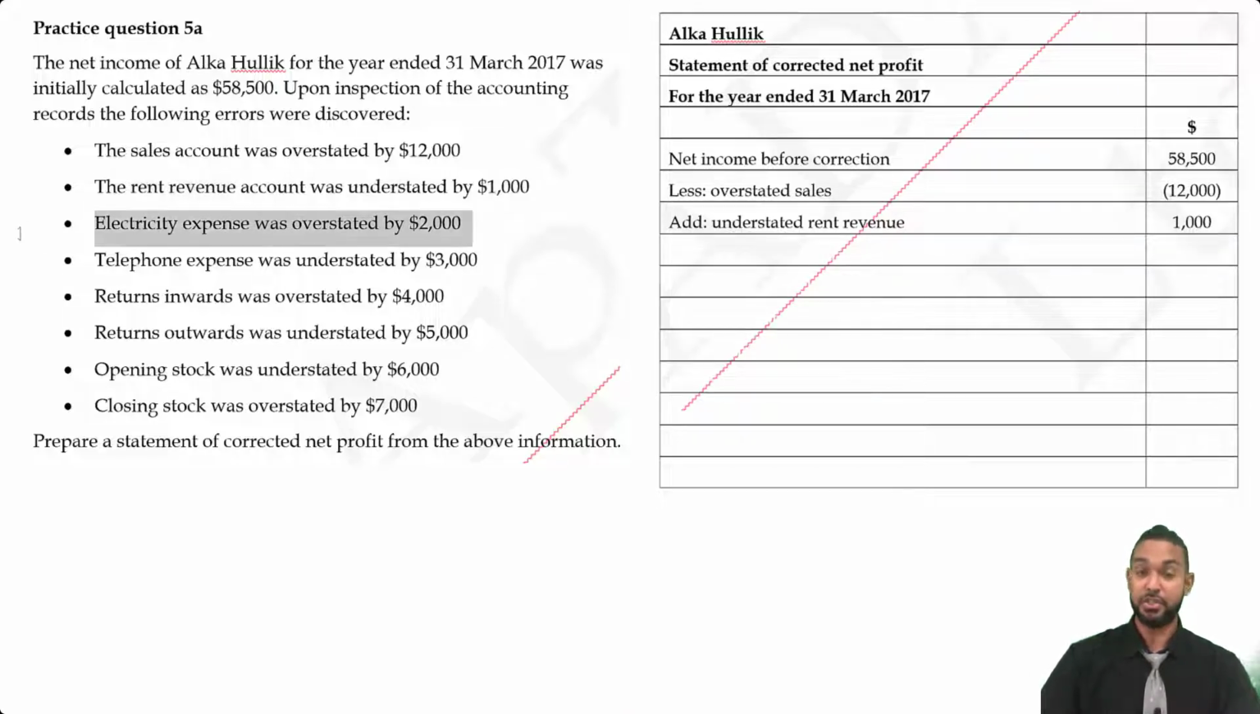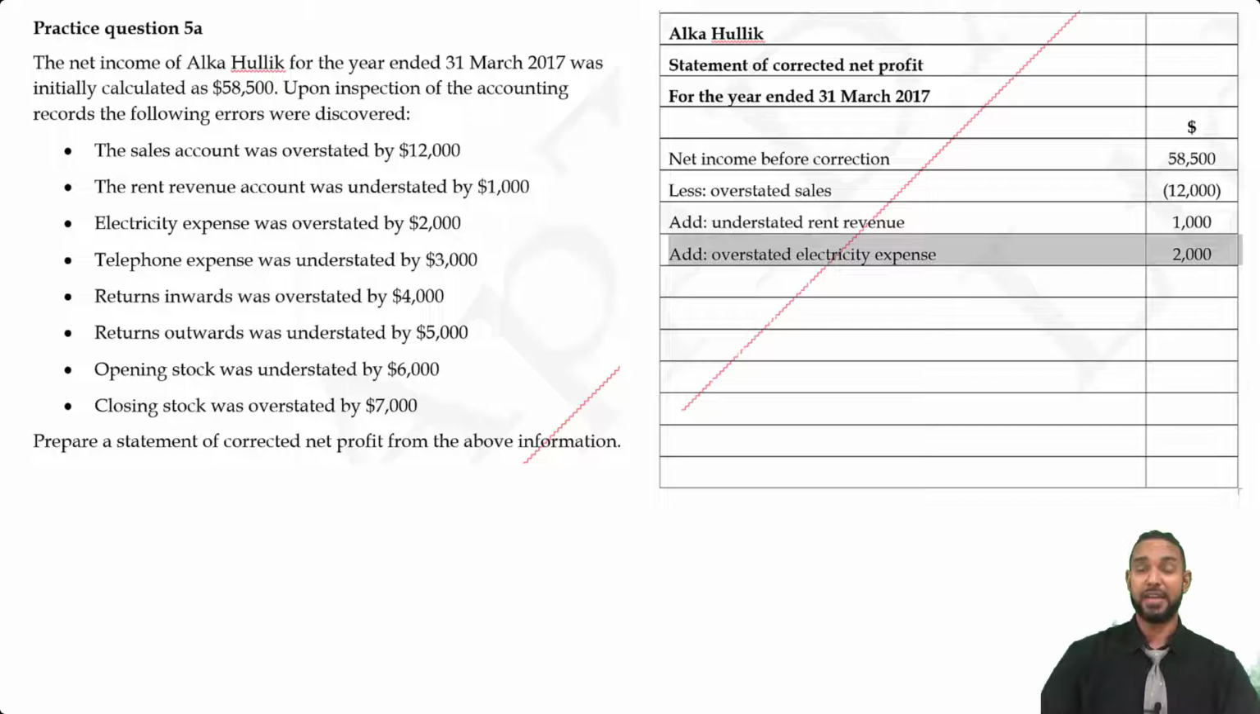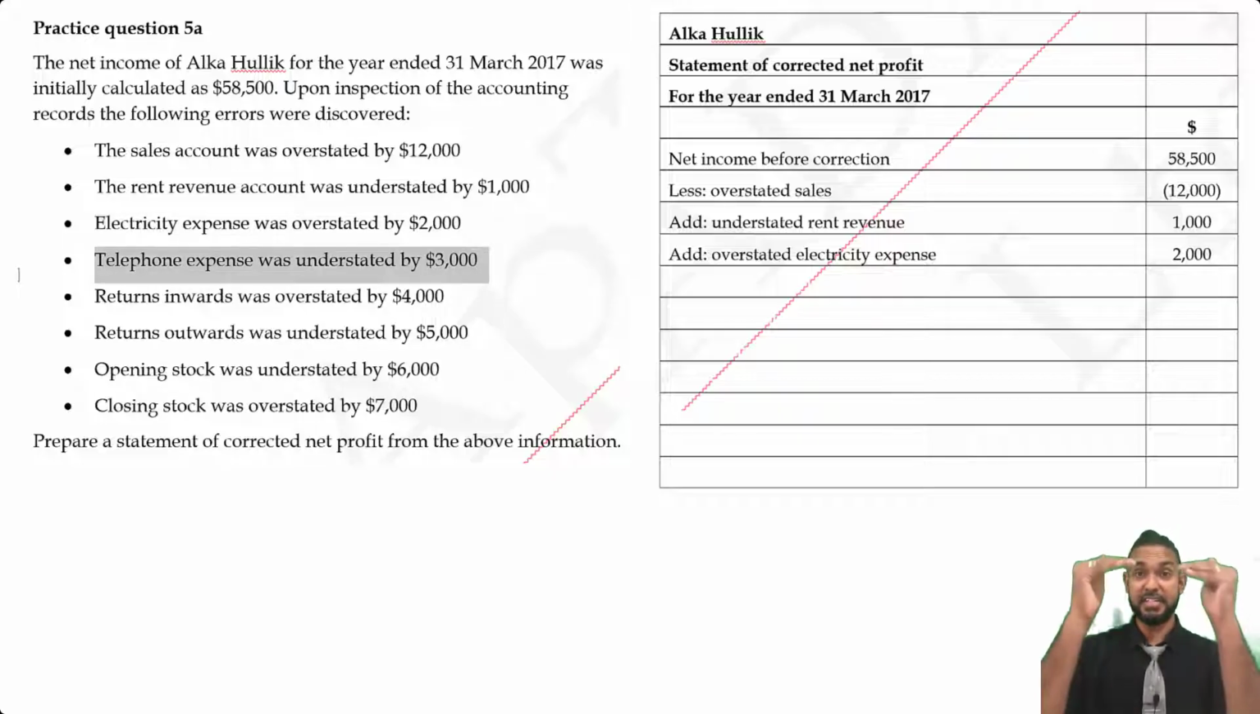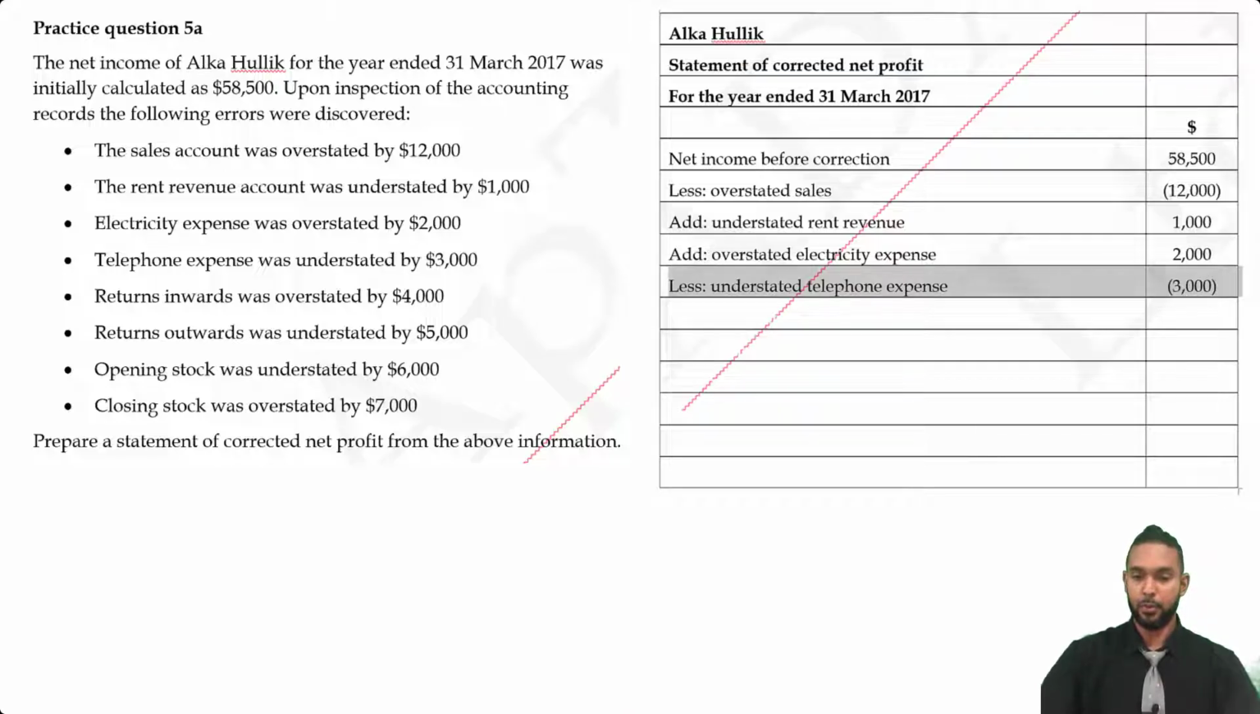Next, we have electricity expense being overstated by 2,000. Overstated means it's too high. To fix it, we have to bring it down. When you decrease an expense, profit goes up. I'm hearing some of y'all catching on to this. So we have to add that back in the process of correcting our net income figure. All right, next. Telephone expense was understated. So understated means it's too low. To correct it, you have to increase it. When you increase an expense, profit goes down. So we're going to see that on this side here. We have to subtract the understated telephone expense in order to arrive at the proper or correct net income.